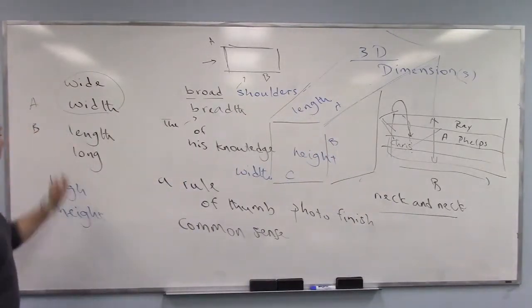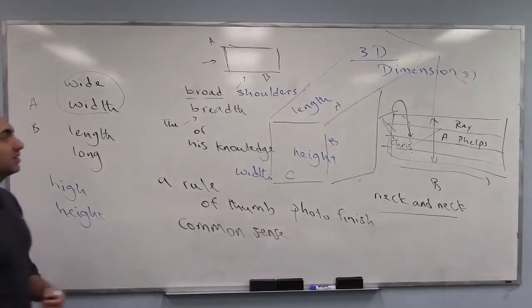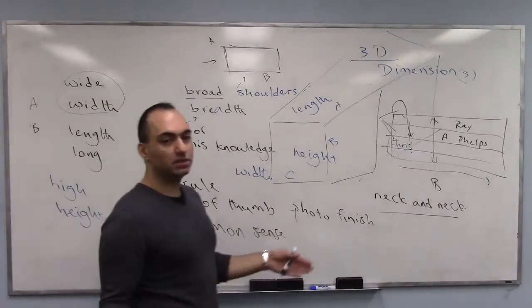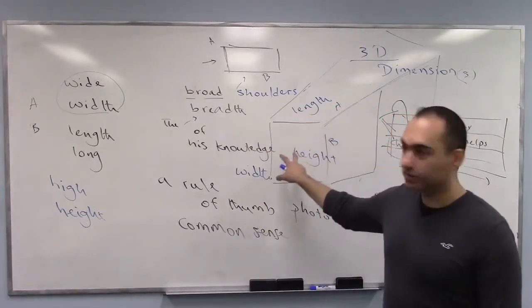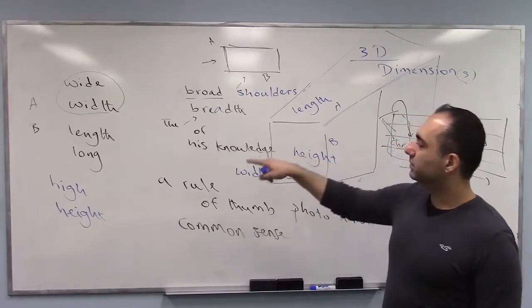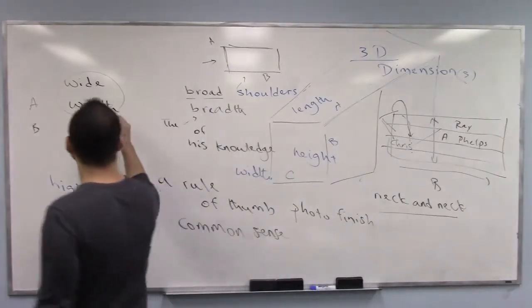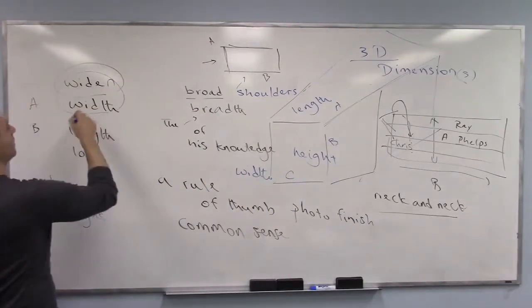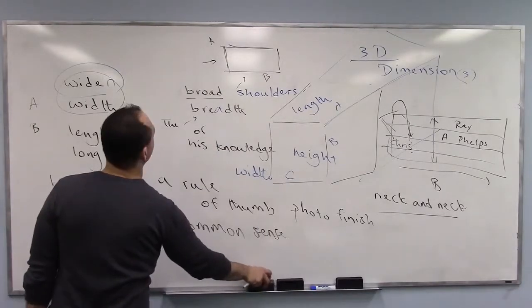But so we have long, length; high, height; wide, width. Now, broad, breadth: the breadth of his knowledge, broad shoulders. So these are the 3 dimensions. High, height. The thing is, if you want to add one n here, what happens? You make a verb, right?